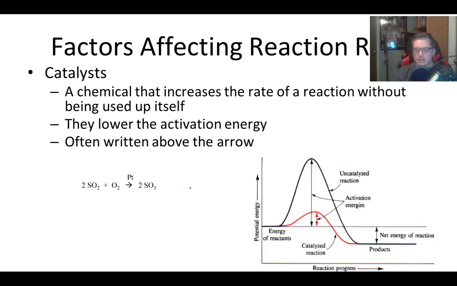All right. Last one here that we can do to affect our reaction rate is by using a catalyst. We talked about catalysts very briefly in the previous video, but a catalyst is a chemical that increases the rate of a reaction without being used up itself.